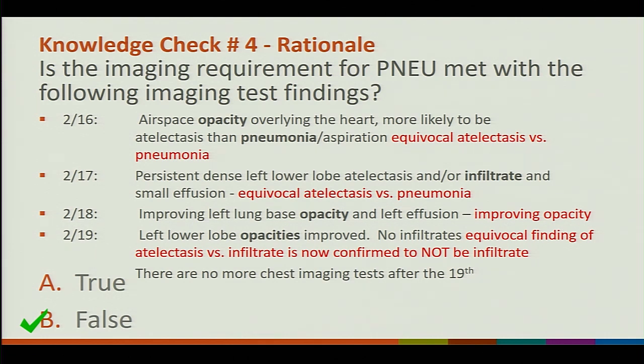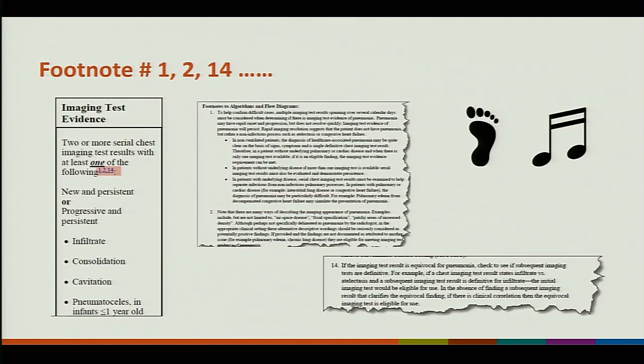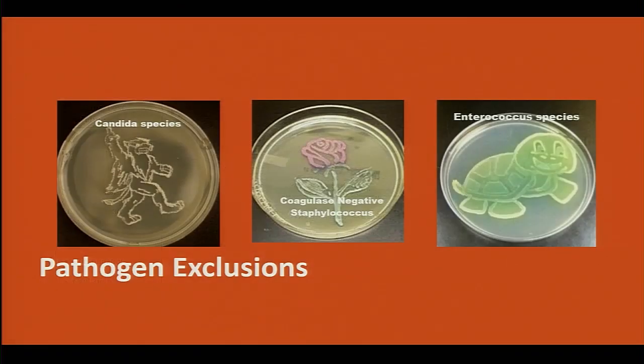And then on the fourth day, they're saying they've improved. And now they're specifically saying there's no infiltrates. So this would not be imaging test evidence that could be used to meet the pneumonia definition. And guess what? You've got some helpful hints in footnotes 1, 2, and 14 to help you make decisions on meeting the imaging test evidence. Okay, let's talk a little bit about pathogen exclusions.